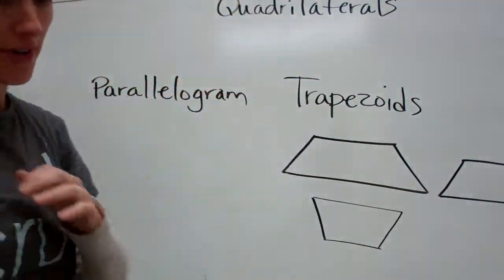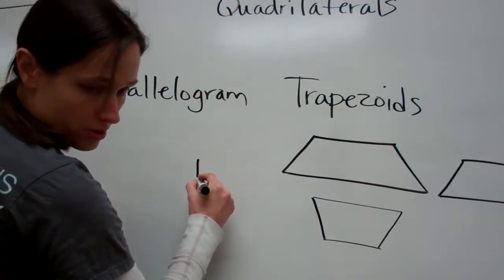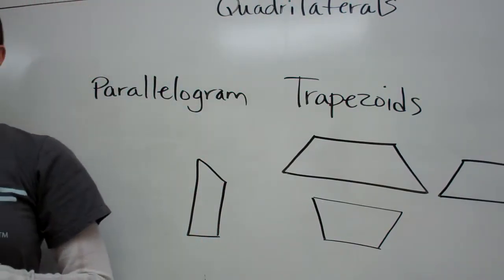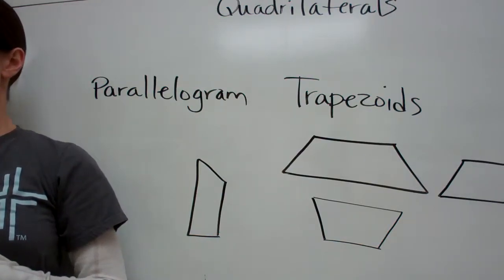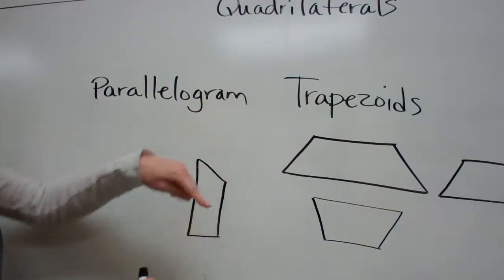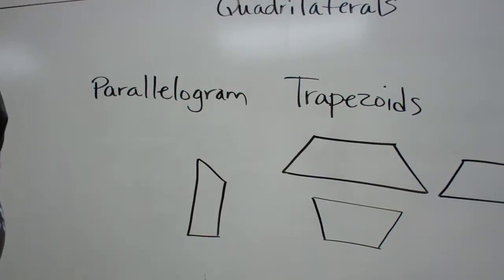And then here's even another one that they drew. Oh yeah, I like this one. I know, it looks kind of funny, doesn't it? Which 2 lines are parallel? The sides. These 2 are. These 2 are not. So does everybody see what a trapezoid is?